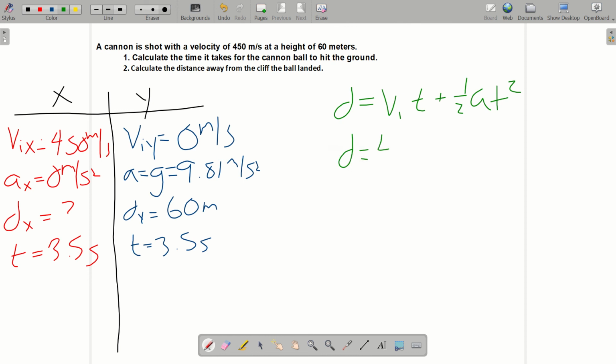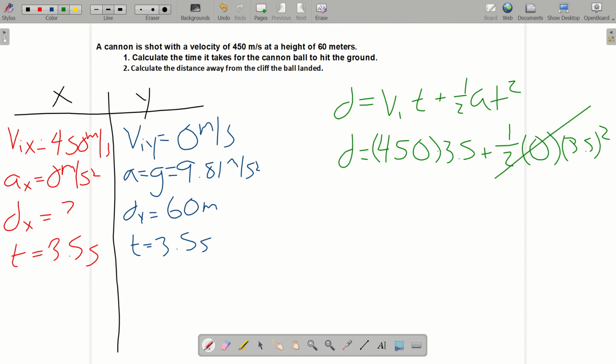Our Vi is 450 times t, which is 3.5, plus 1/2 times 0 times 3.5 squared. So since our acceleration is 0 in the x direction, this whole second term, 1/2 times 0 times 3.5 squared, gets canceled out. Boom, that's 0. So we're left with d is equal to 450 times 3.5.